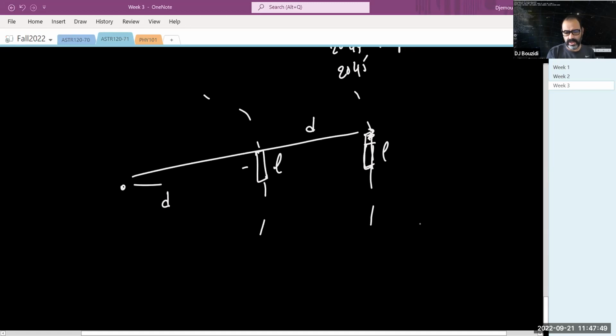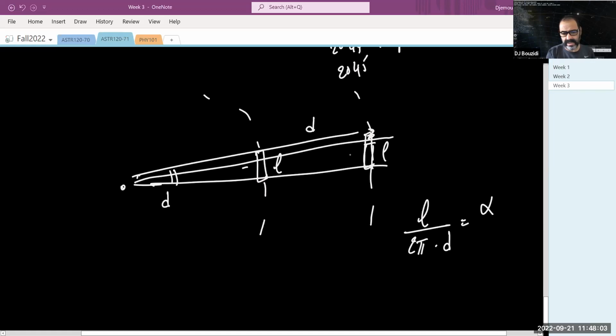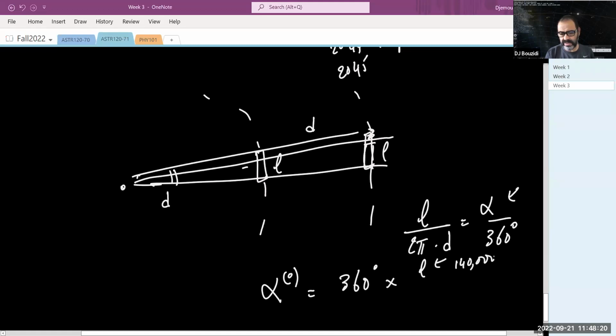It's the same size. So what you're saying is, L over 2 pi times the distance is equal to the angle that is subtending the size of the object. And in the second case, it's actually this angle, divided by 360. So you're supposed to find this angle in degrees, that's all. So the angle in degrees is equal to 360 degrees times the size of the object, which is 140,000 for Jupiter and doesn't change, divided by 2 pi times the distance. The distance changes. Sometimes it's 588 million, and sometimes it's 968 million.